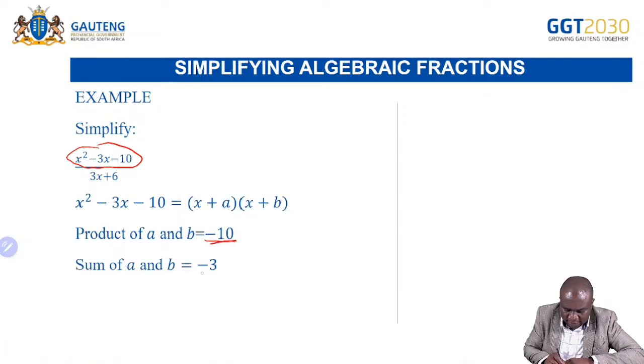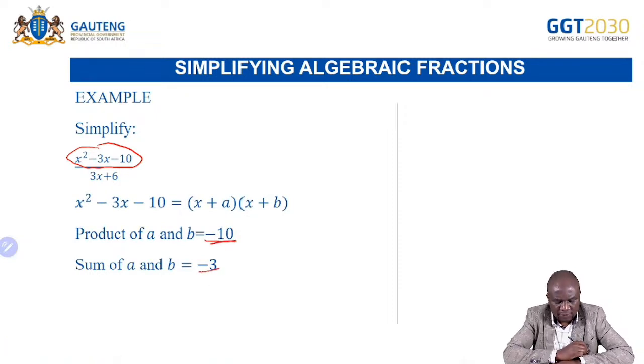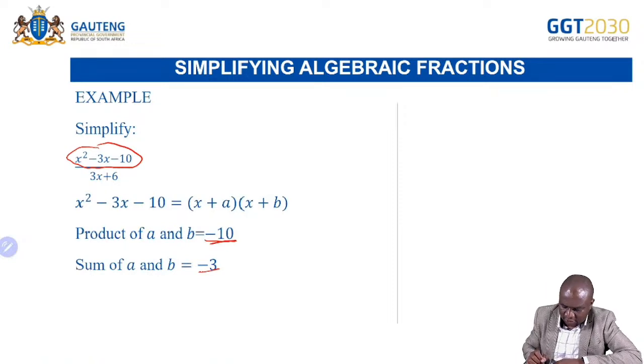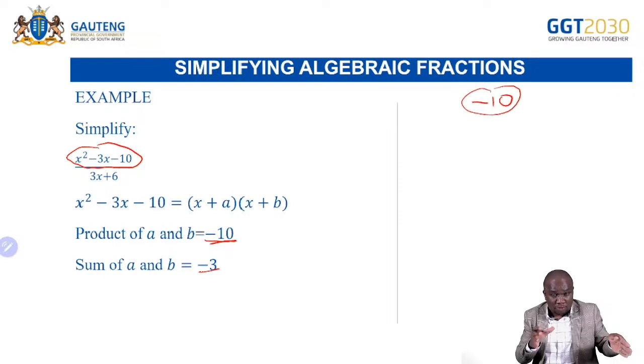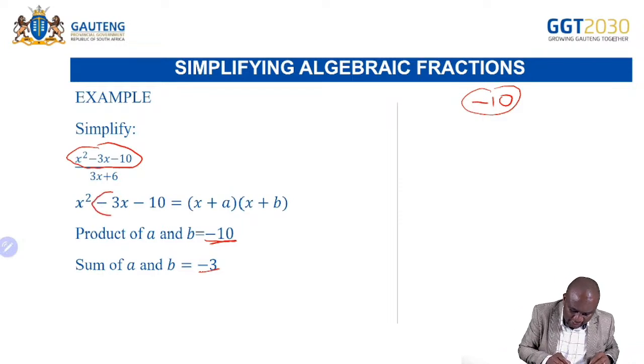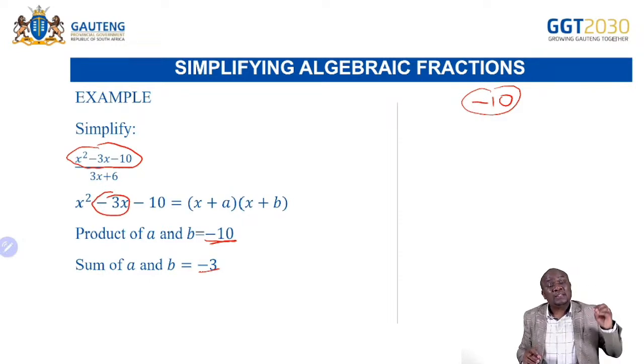That will give us negative 3 when we add them. So the factors of negative 10 will be negative 10, that can give us negative 3. Negative 10 means that the factors, you are multiplying two things and getting negative. So it means one factor is negative, the other factor is positive. And then this negative 3 gives us the clue that the bigger factor is the one which is negative.